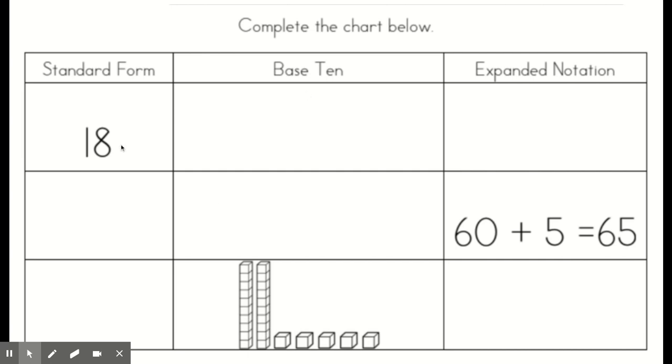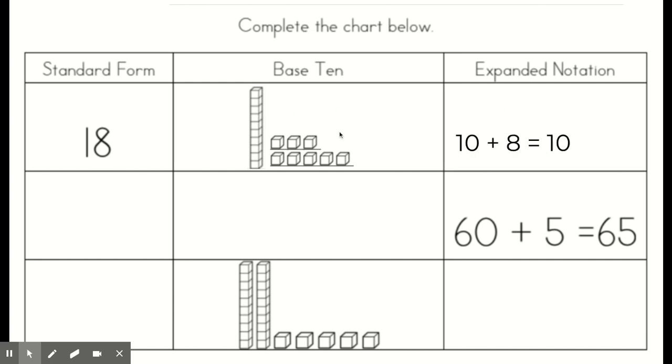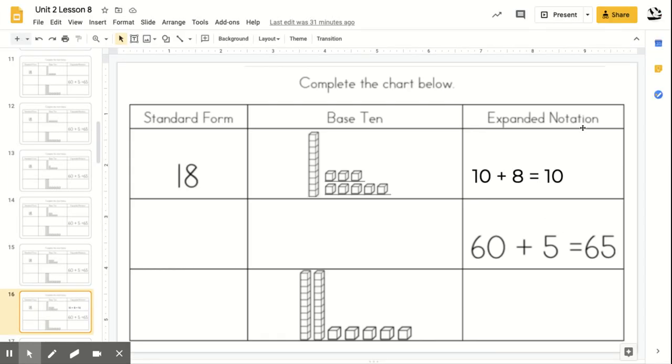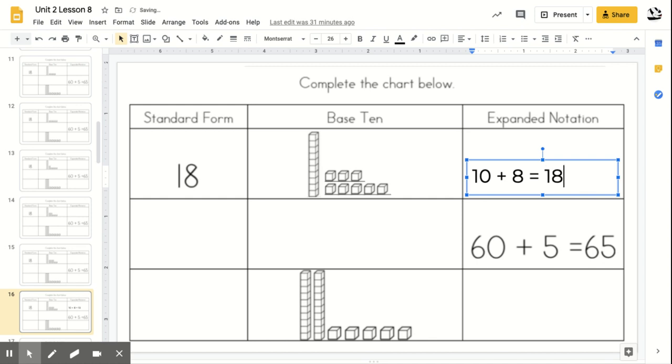So that is 18. You've got a 1 in the tens place, and then an 8 in the ones place, which means you, of course, have 1 ten and 8 ones. 1, 2, 3, 4, 5, 6, 7, 8. So you represent the 10 here as the number 10, plus you have 8 ones. Whoops, and that should say 18. 10 plus 8 is 18.